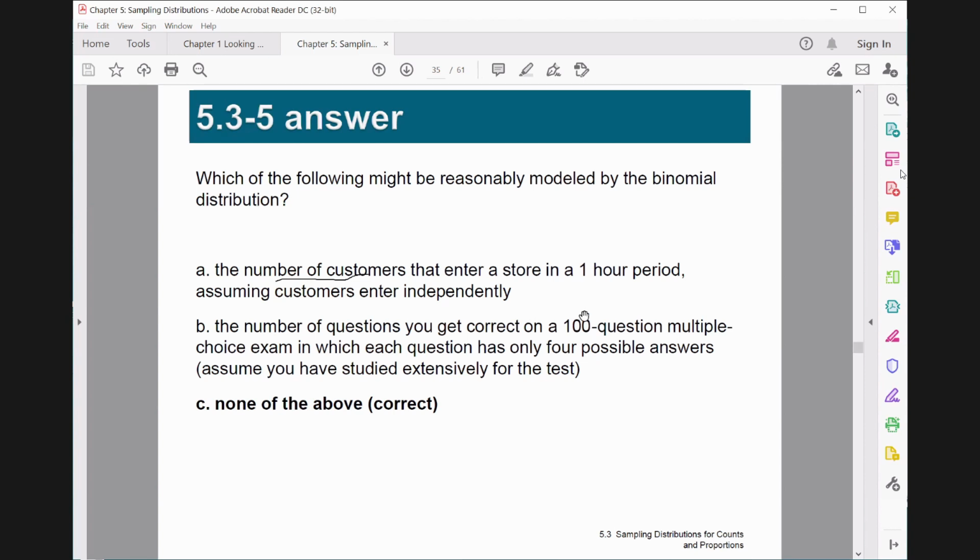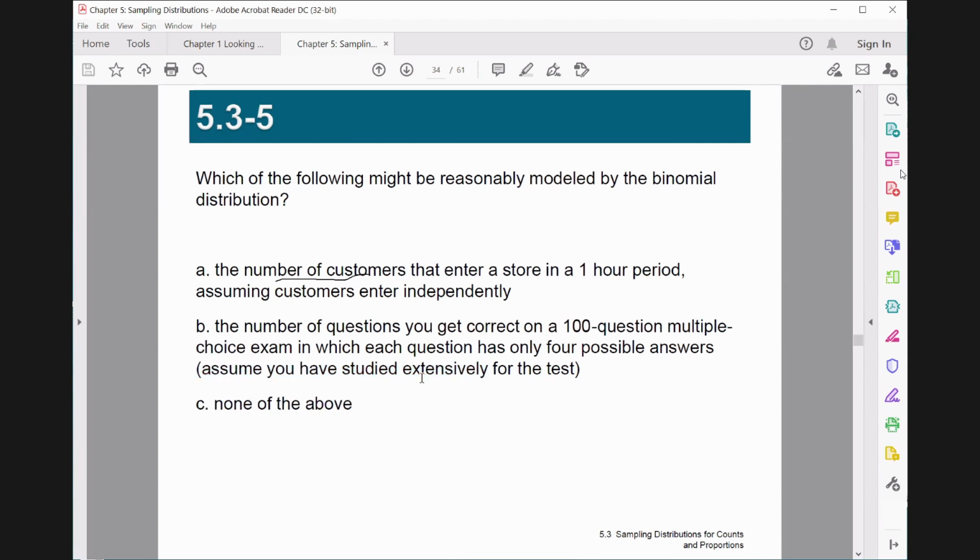The number of questions you get correct in a multiple choice test, but the problem here is he said assume you have studied extensively, meaning you studied well and you know the answers. It would be a binomial distribution when you give answers randomly. But here he said you studied well, so you know the answer. Then we have to choose the requested. We don't have any, so maybe the correct answer is none of the above.